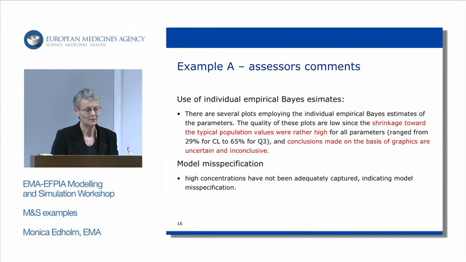Further, the use of individual empirical Bayes based estimates was criticized. These were used in plots to illustrate covariate effects, etc. But shrinkage in this analysis was high. It was 29% or higher for different parameters. So the assessor considered that the conclusions made on the basis of the graphics were uncertain and inconclusive. And further, there was a concern that there was a model misspecification as high concentrations were not adequately captured.